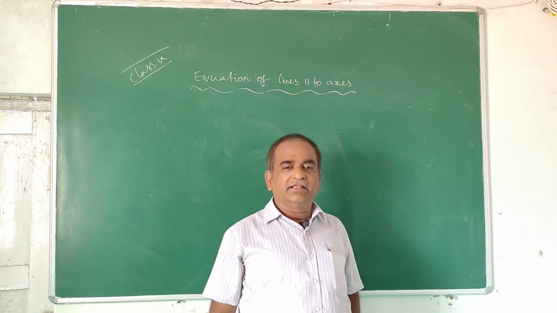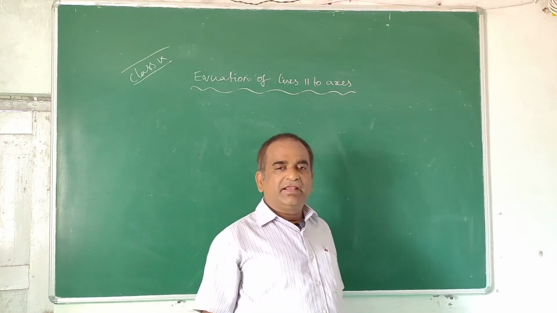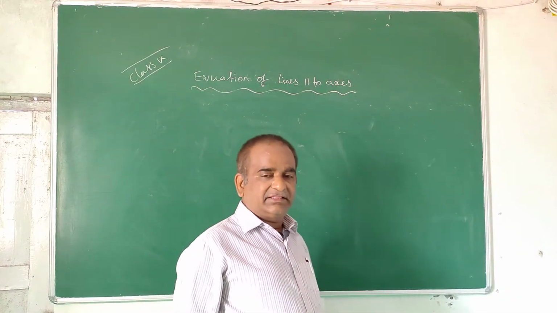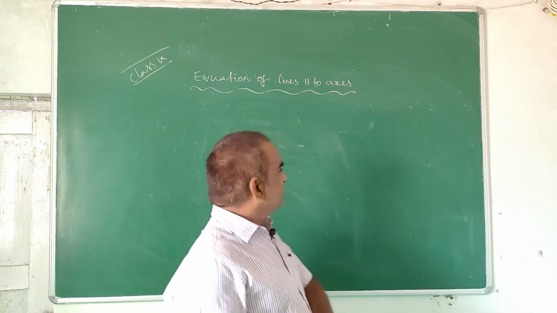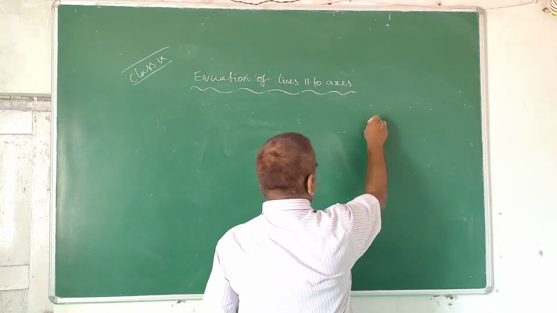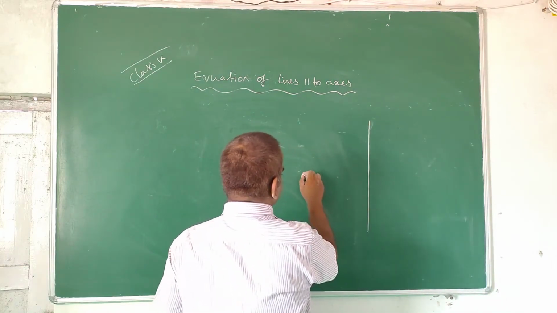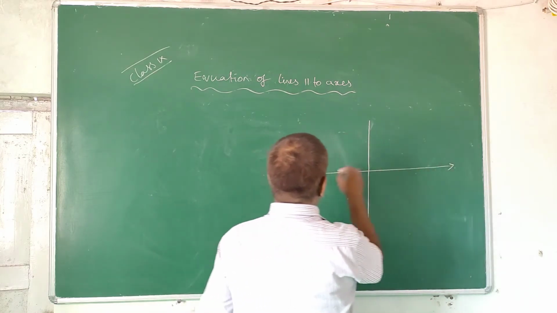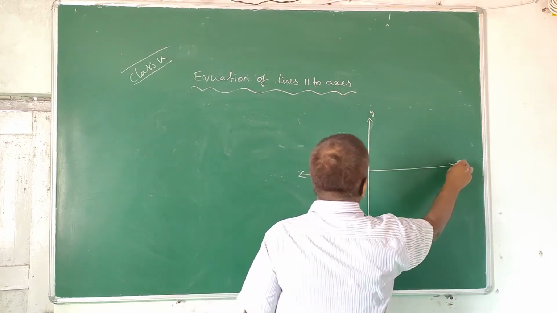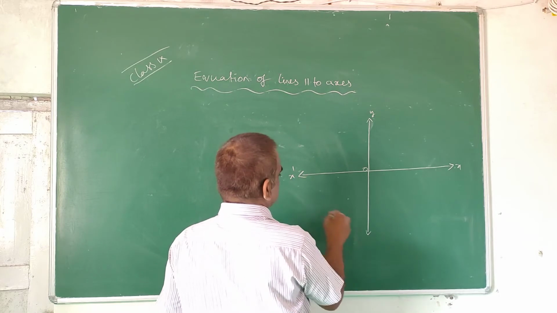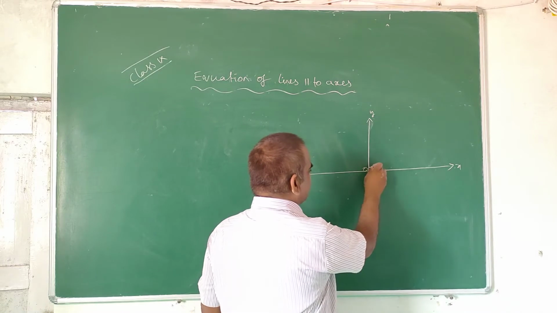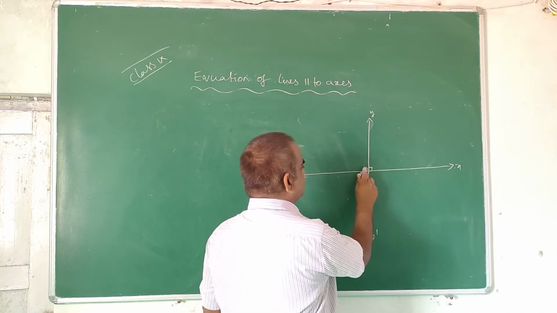Dear students, in linear equations, our next point of discussion is equations of lines parallel to axis. Equations of lines parallel to x-axis and y-axis. Draw the Cartesian plane. In this Cartesian plane, these two mutually perpendicular lines intersect at O.